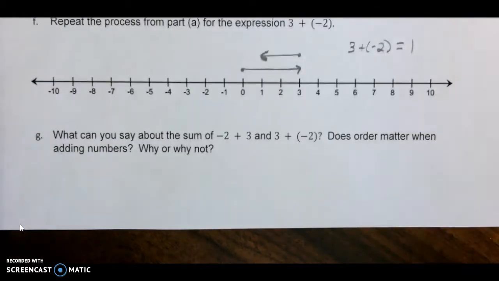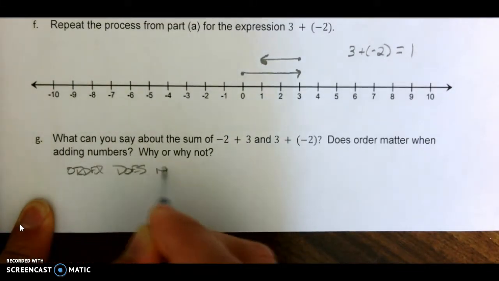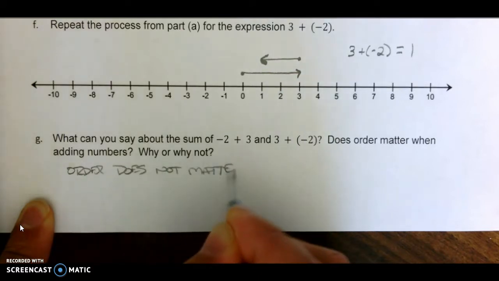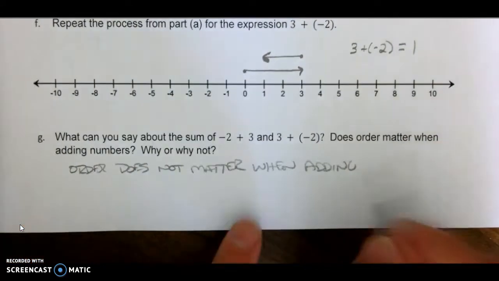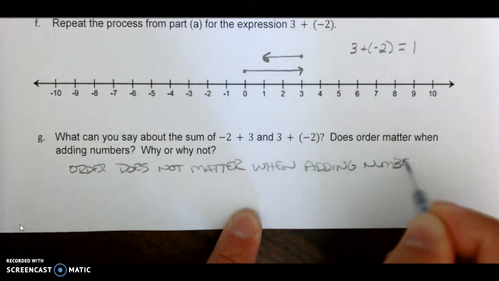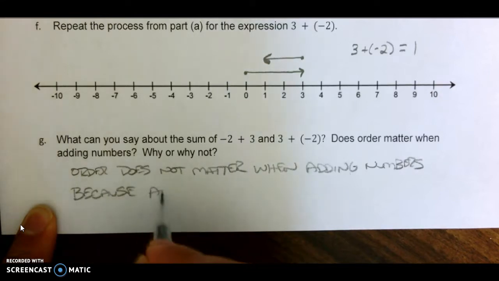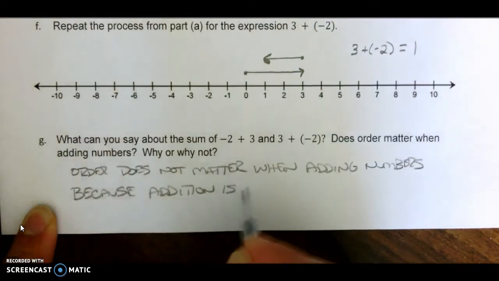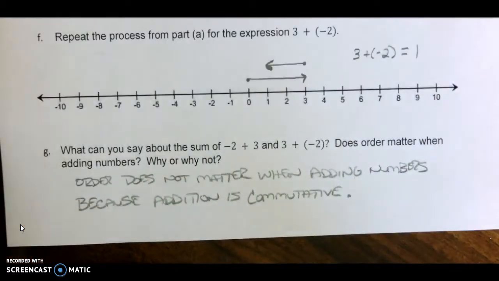And so letter G says, does the order matter when adding numbers? And in this case, we can say, no, it doesn't matter. Order does not matter when adding numbers. And the reason is because addition is commutative. And that is a word that I hope that you have heard of before. The commutative property of addition says that you can reverse the order of the numbers and you're still going to get the same answer no matter what.